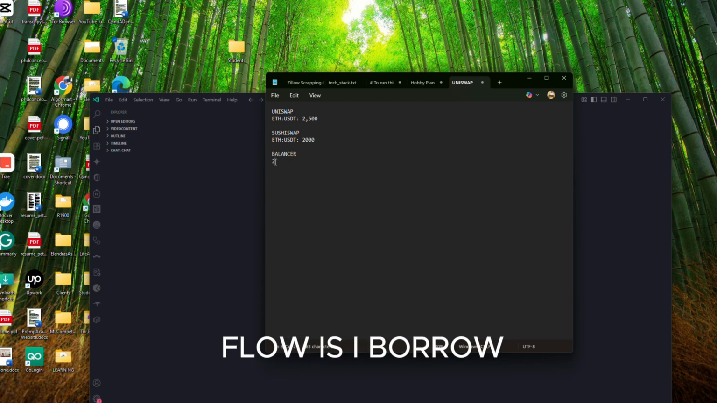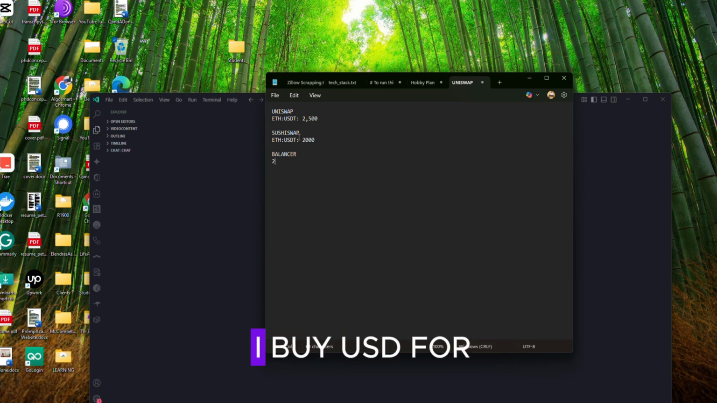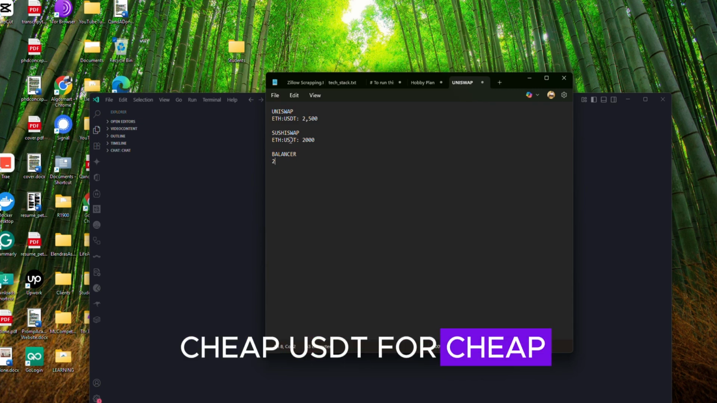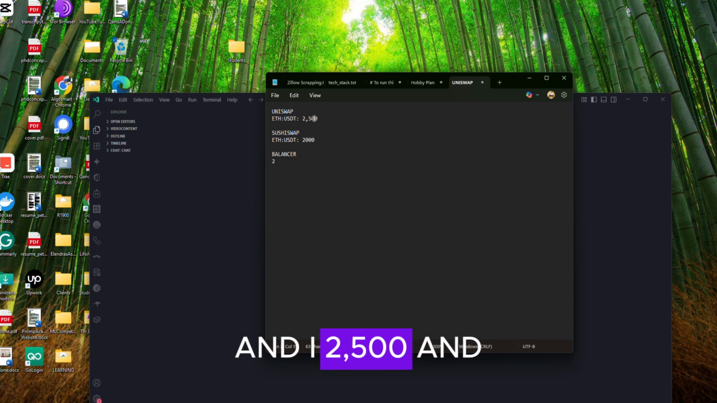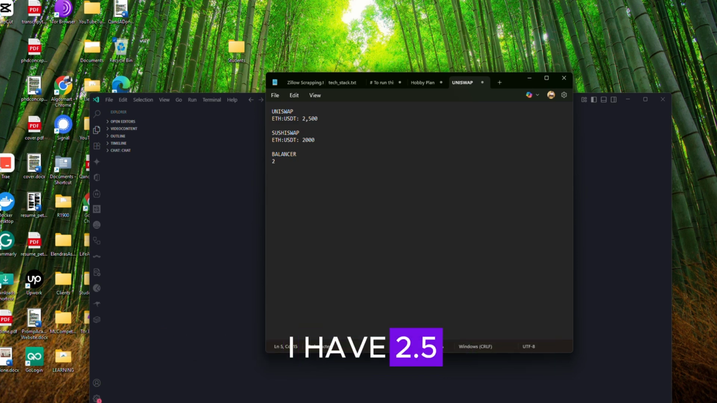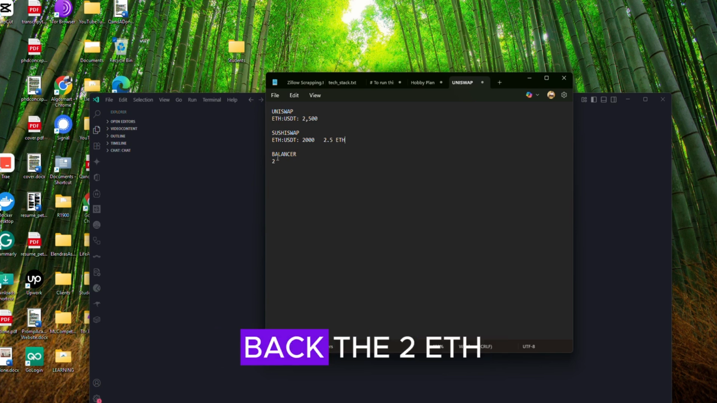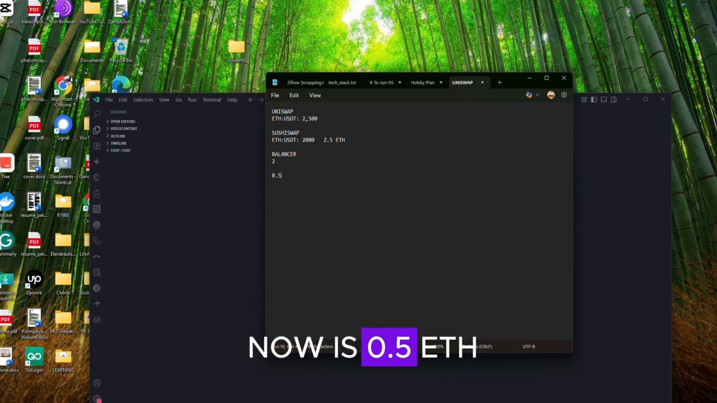So the flow is, I borrow 2 ETH, I sell it for higher, which is 2,500, and I buy USDT. Then I go here to SushiSwap, I buy back ETH for cheaper, and after buying back for cheaper, now I have 2.5 ETH. From this 2.5 ETH, I have to refund the 2 ETH that I borrowed. And then my profit now is 0.5 ETH.